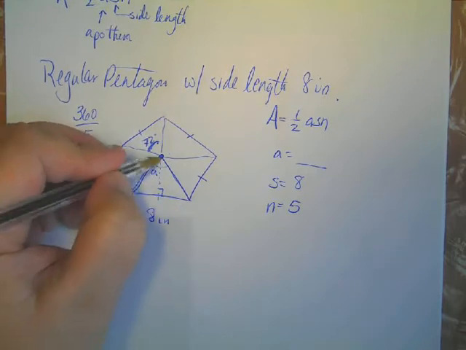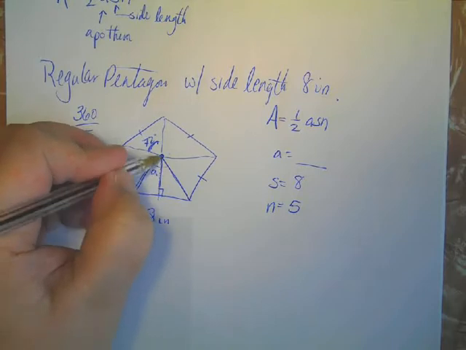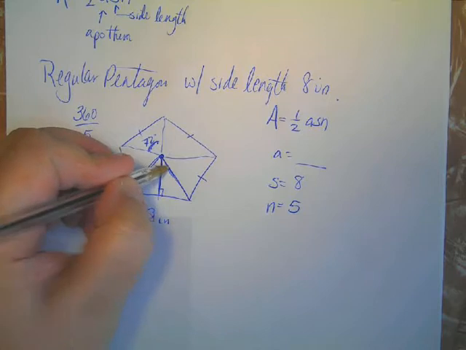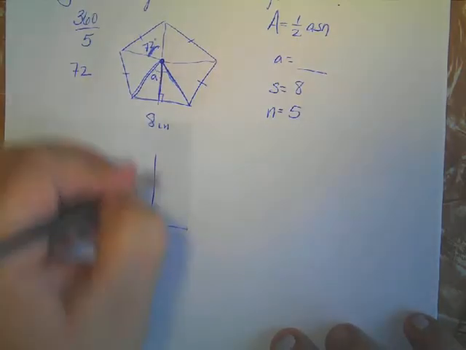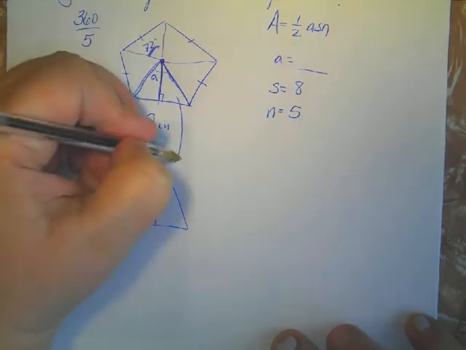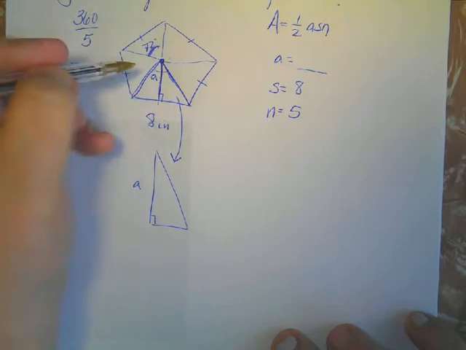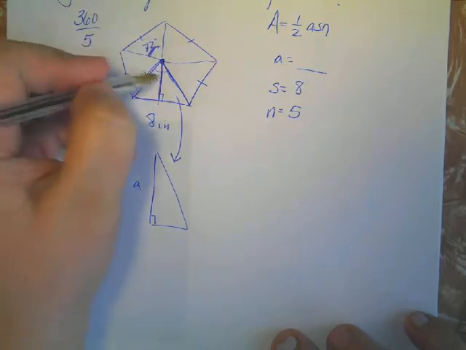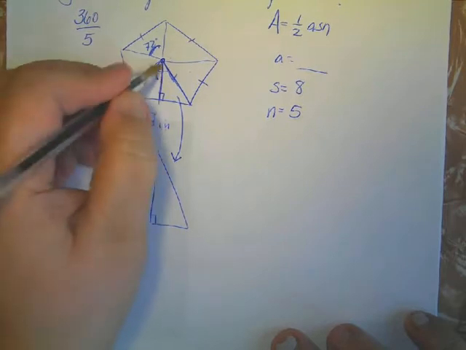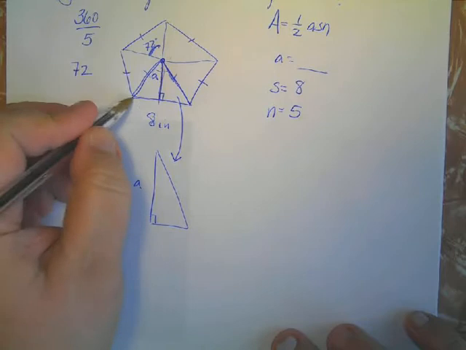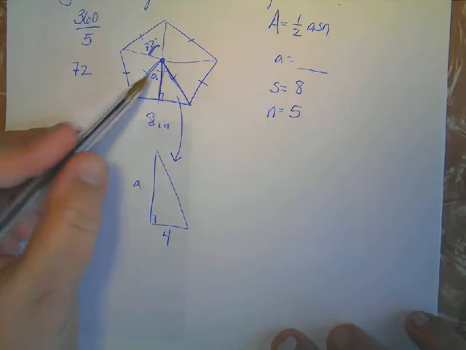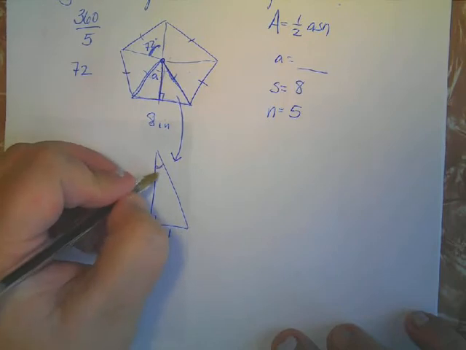In order to find the apothem, I'm going to drop in this height. And what does that do to this angle right here? It cuts it in half. So this is my apothem. I'm going to draw this bigger over here. Because it's regular, this side is the same as this one, which means it's an isosceles triangle, so the height cuts the base in half. If this whole thing was 8, this piece right here is 4. And if this whole angle was 72, it also got cut in half and is now 36.